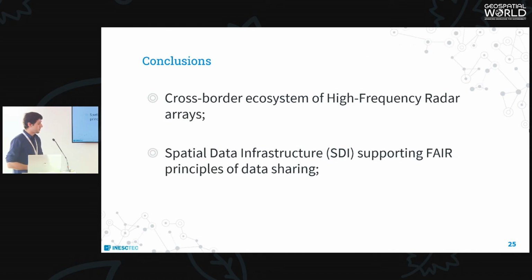So I'm going to conclude. In conclusion, this platform is a cross-border ecosystem. We intend to update and extend this radar infrastructure along the Iberian Peninsula. And it's sustained by a spatial data infrastructure that easily follows data exchange standards.